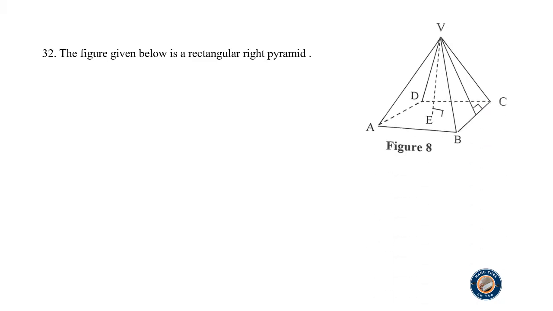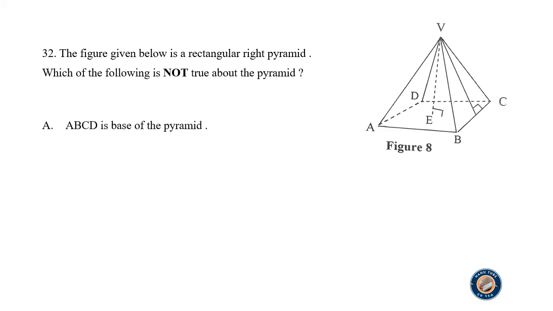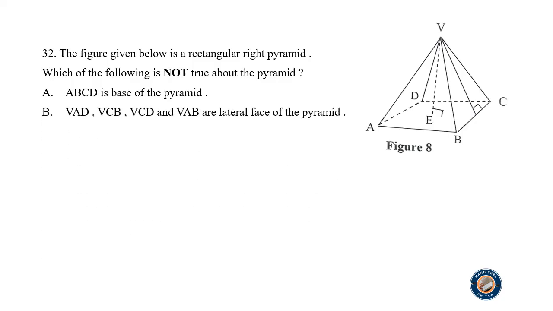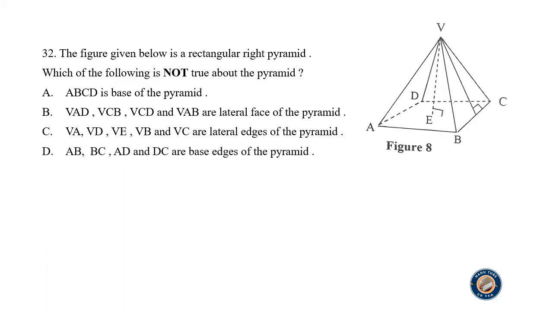Question number 32. The figure given below is a rectangular pyramid. Which of the following is not true about the pyramid? A. ABCD is base of the pyramid. B. VAD, VCB, VCD and VAB are lateral faces of the pyramid. C. VA, VD, VE, VB and VC are lateral edges of the pyramid. D. AB, BC, AD and DC are base edges of the pyramid.